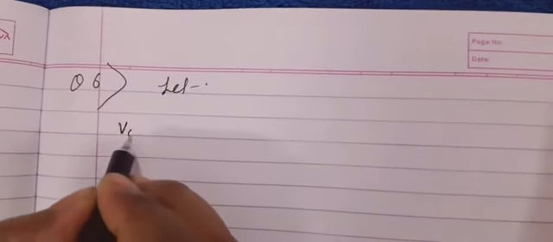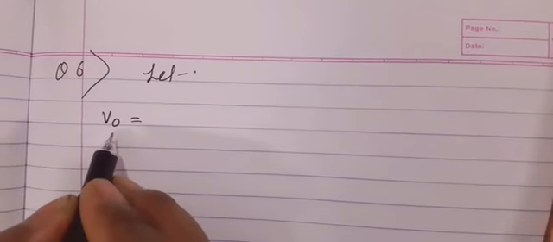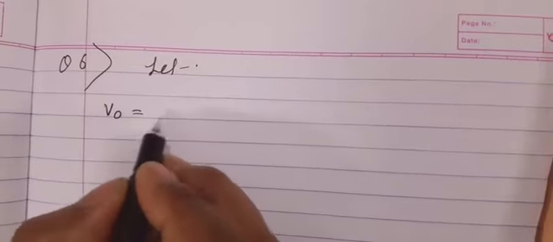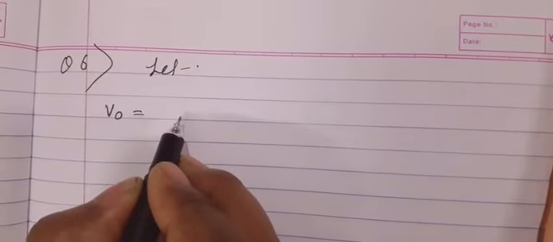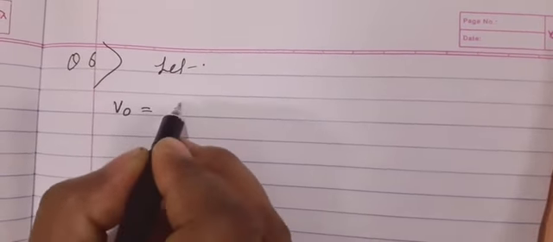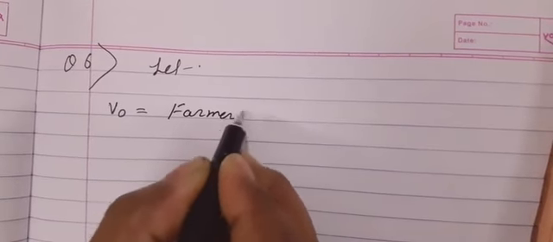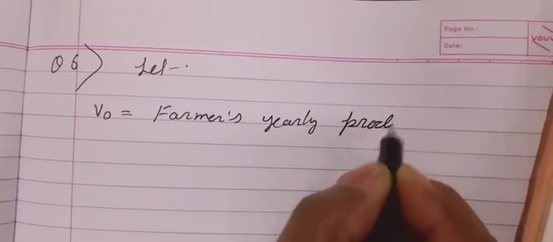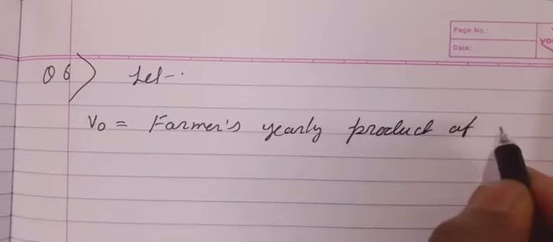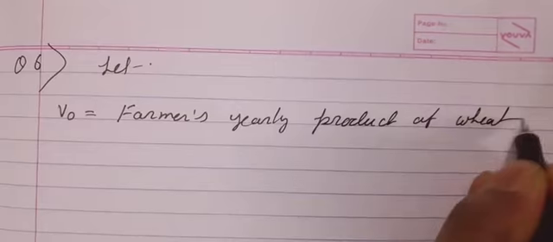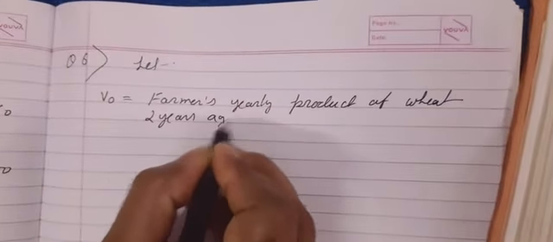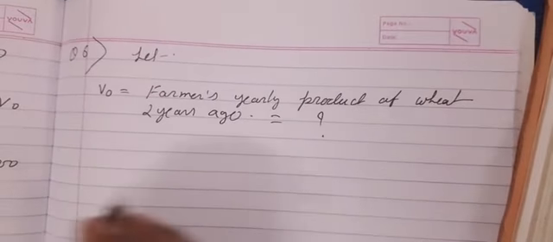Because we have to find out the previous year's amount, that must be V0, which plays the role like principal, initial data, initial money or initial production. So let V0 be the farmer's yearly production of wheat two years ago, that we need to find out.